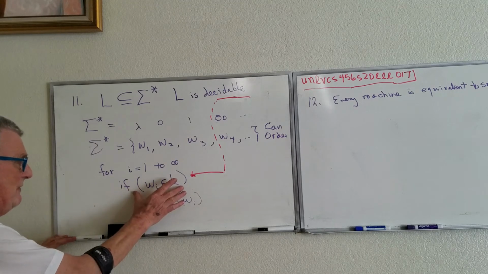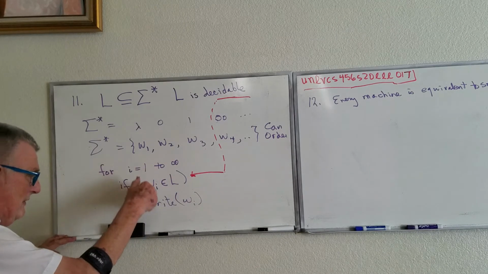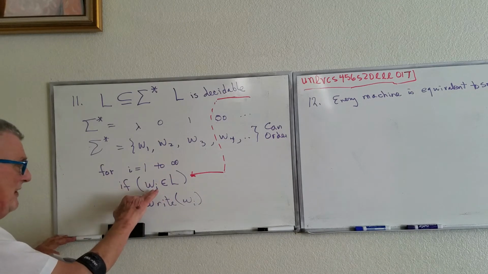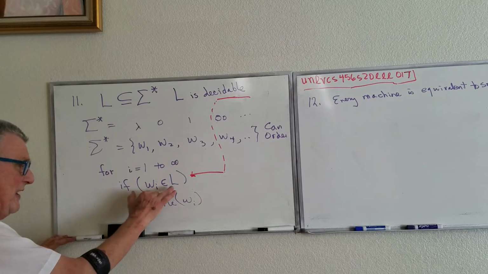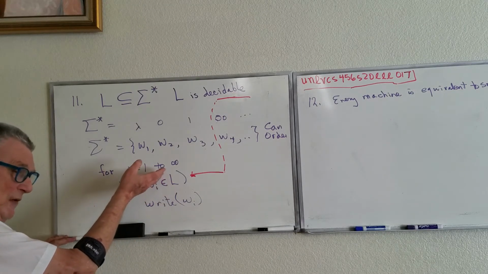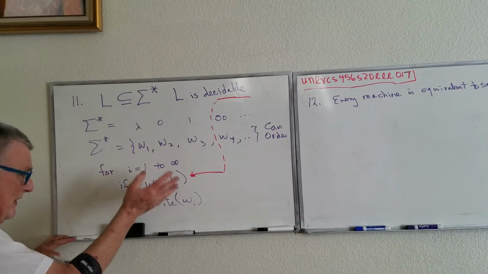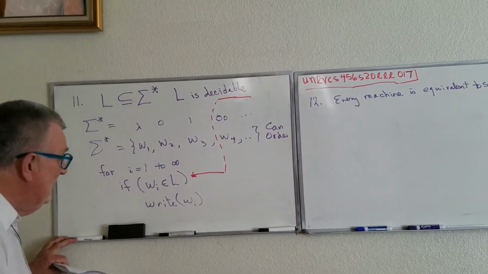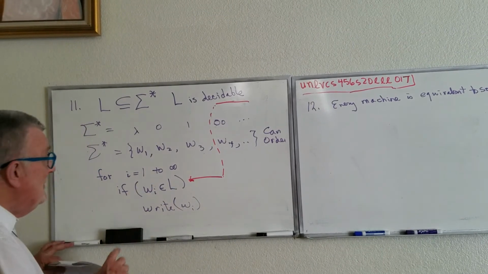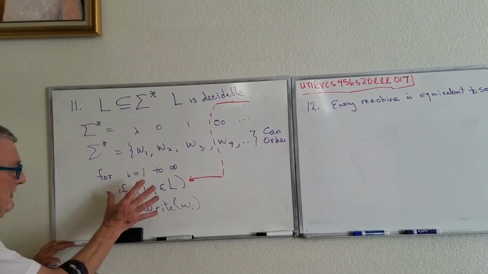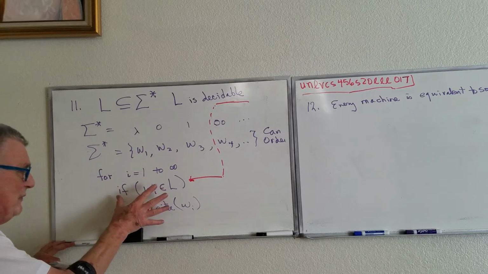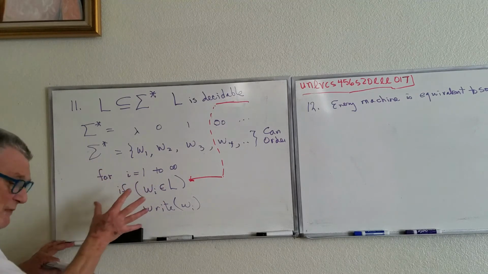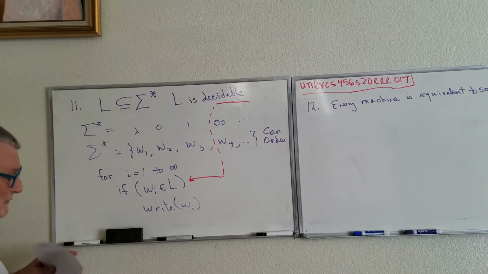Now we're going to get out of this iteration no matter what, because if w_i is not a member of L, then we will have the answer in finite time. We'll know that, so we can't get stuck. What this means is there has to be a machine that decides L, and that machine has to be emulated by this program. So it has to be put into the program.